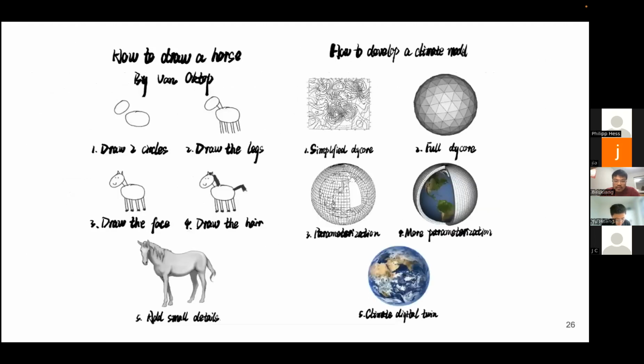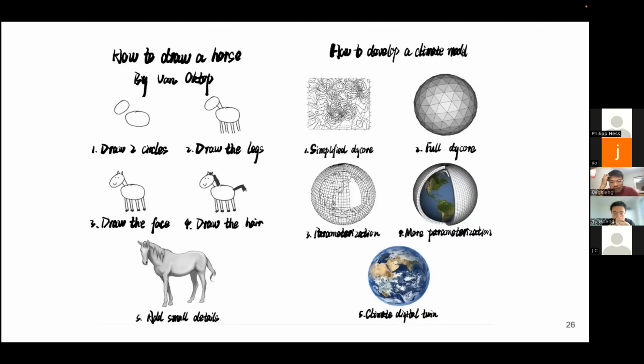So I would like to end with this picture here. Van Octop has this fascinating tutorial about how to draw a horse. First, you draw 2 circles, you draw the legs, you draw the face, you draw the hair, and then you add more details. You get a horse. 4 to 5 used to be a joke because people think that this is the most difficult part. But with stable diffusion, you see that 4 to 5 is no longer a joke. It's possible now because we don't even need a lot of pair data to get 5 from 4.